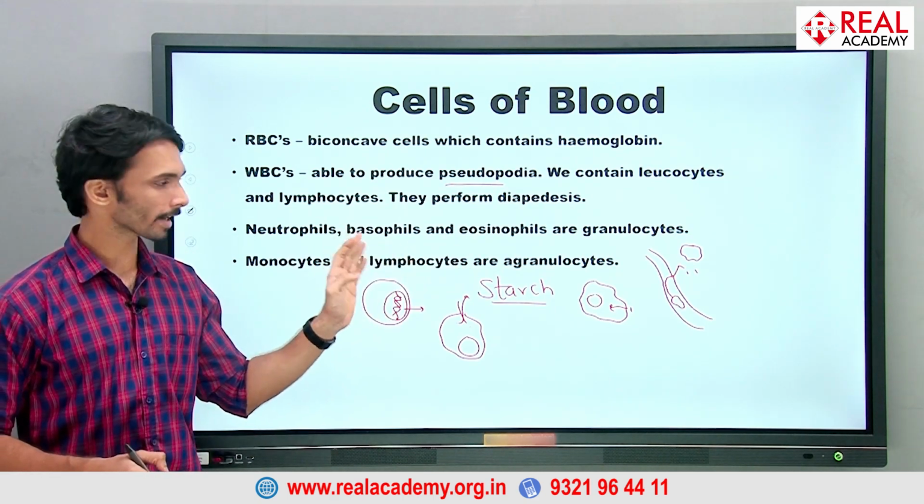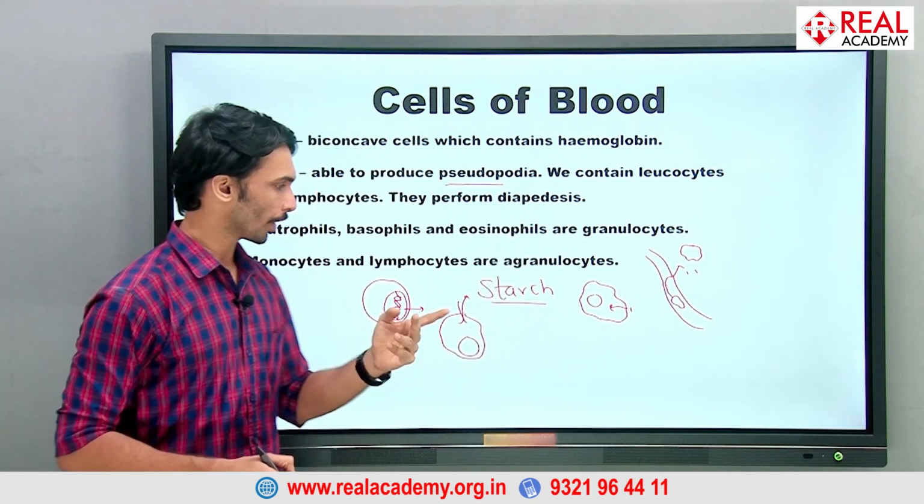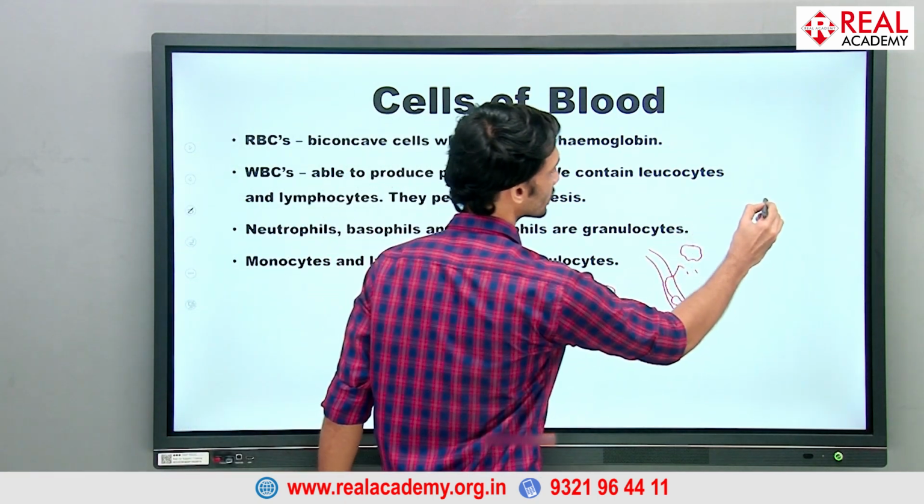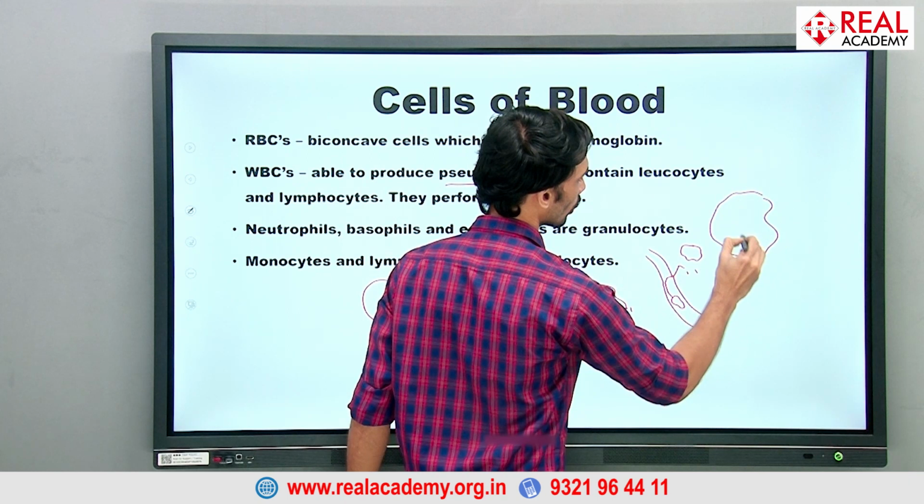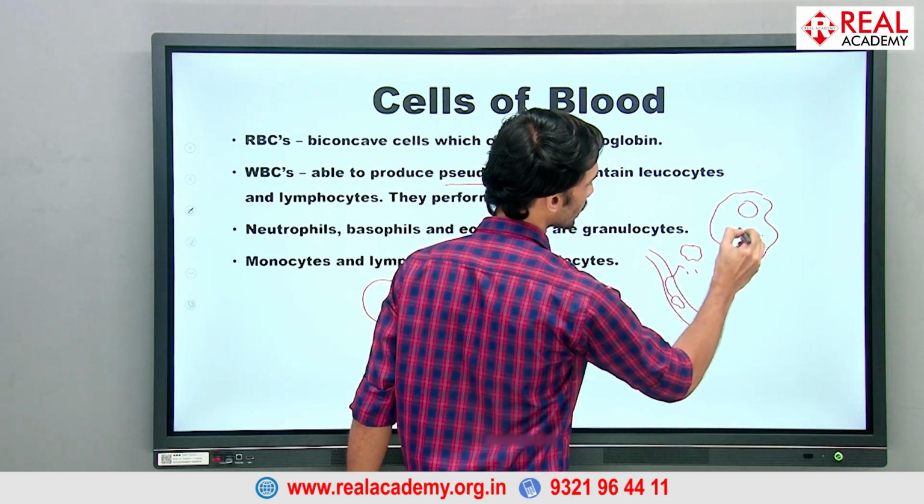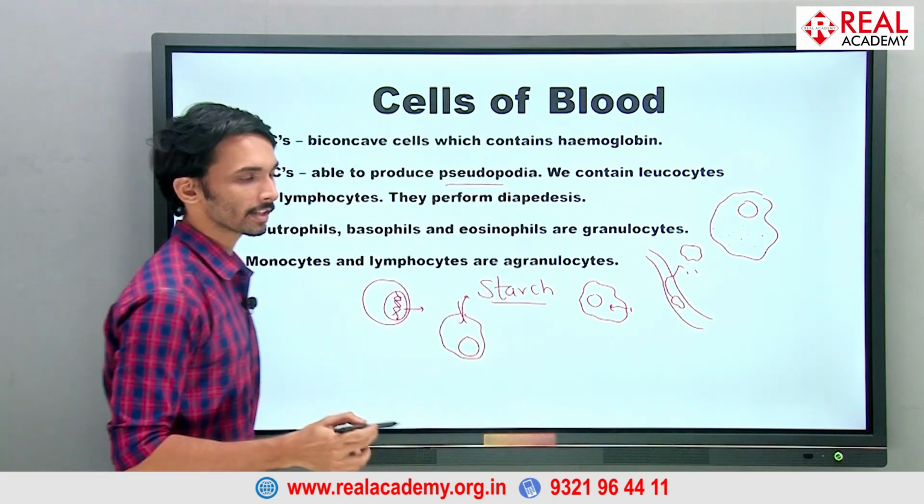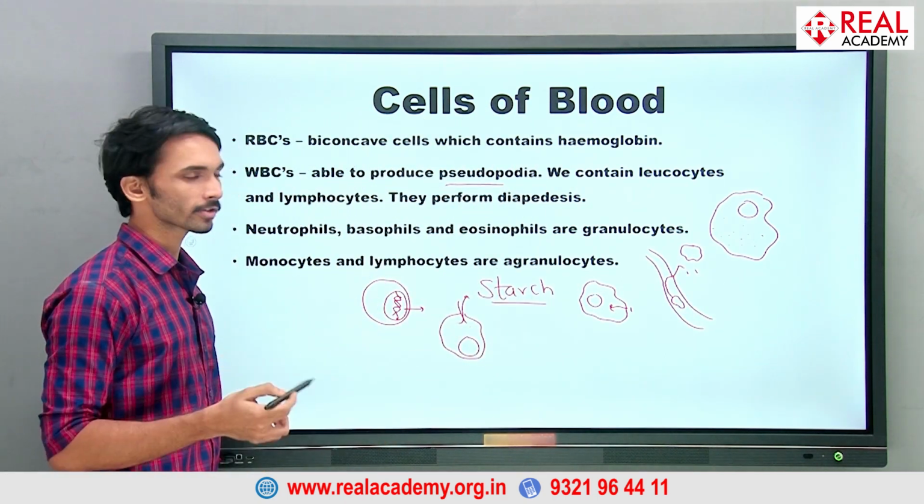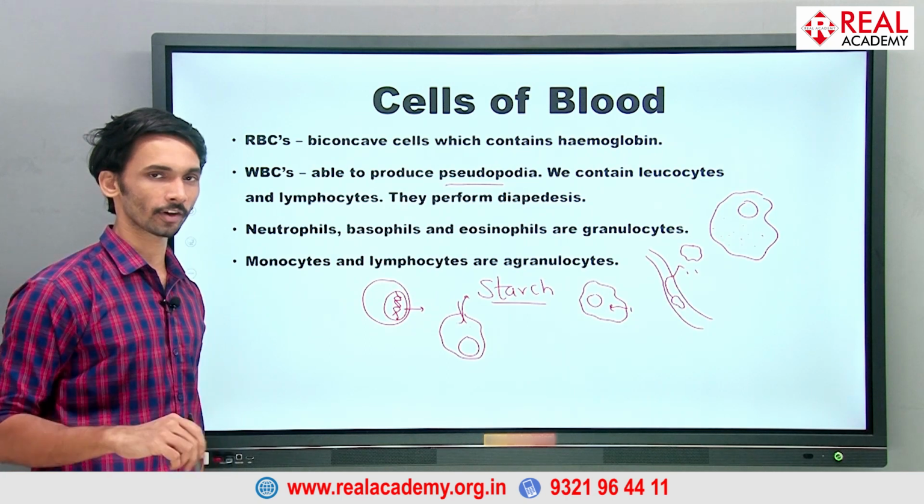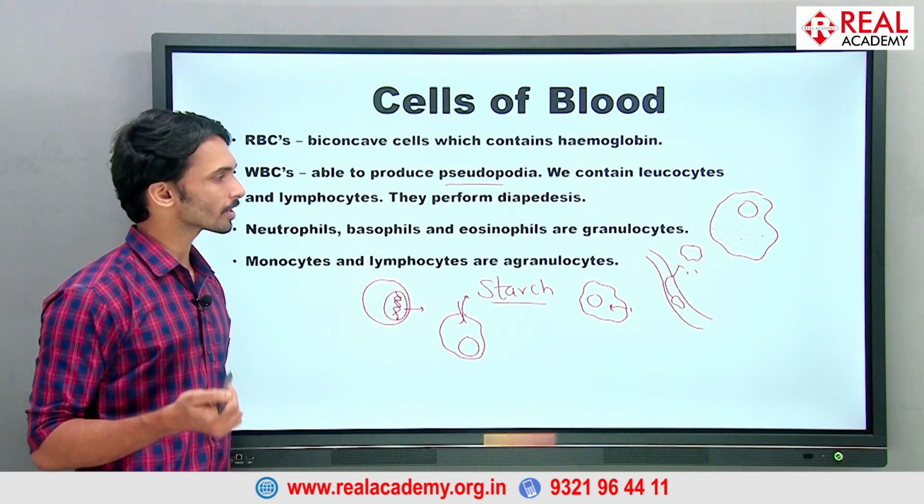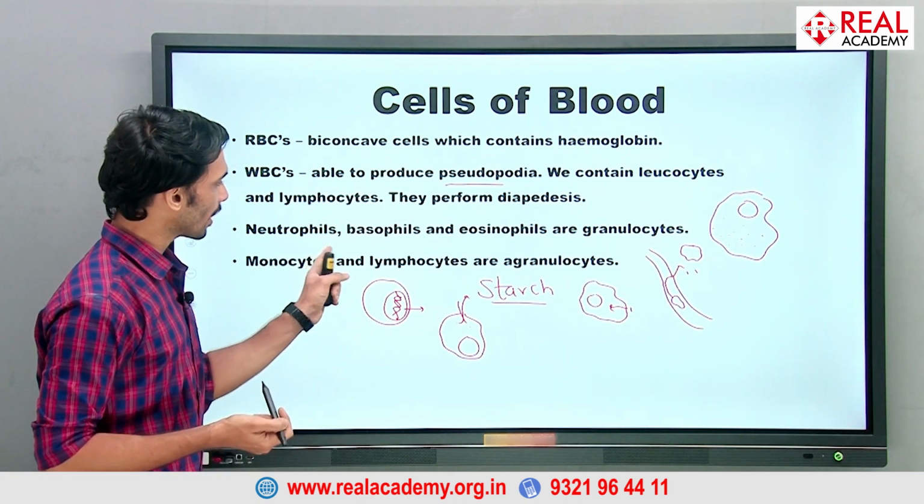All these 3 types are called granulocytes. What do we mean by granulocytes? If this is one of the granulocytes, with a nucleus here, they have some granules here. These granules are used by them to kill the bacteria. Those granules contain some dangerous chemicals, not dangerous for us but dangerous for the bacteria, because of which the bacteria will be killed. In this way, we have these 3 types.